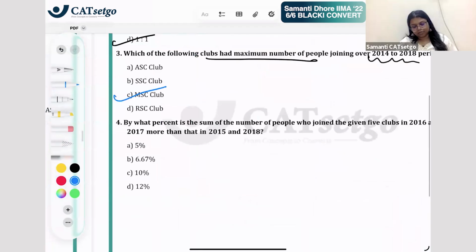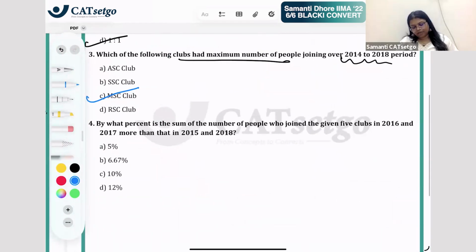By what percent is the sum of the number of people who joined the given 5 clubs in 2016 and 2017 more than the people that joined in 2015 and 18? Batao.